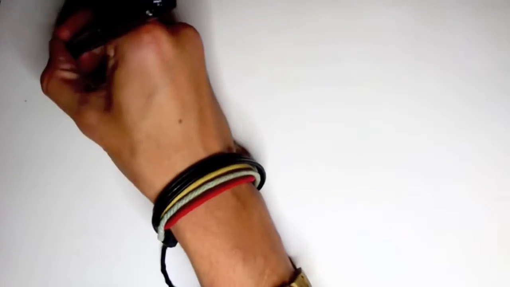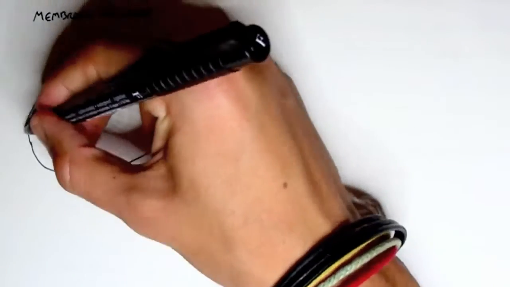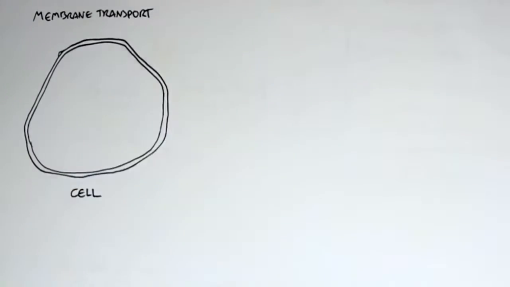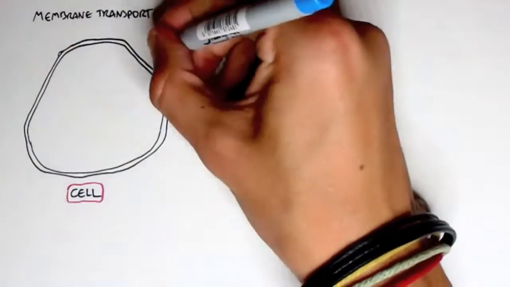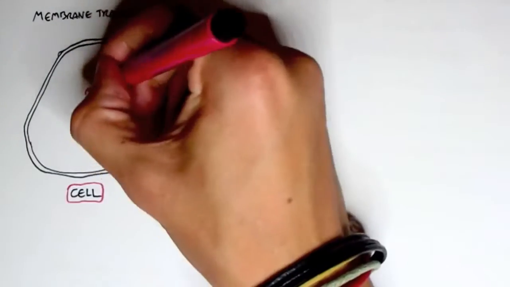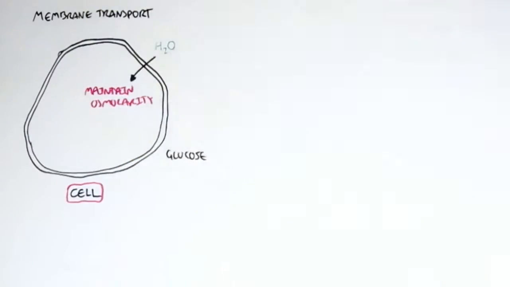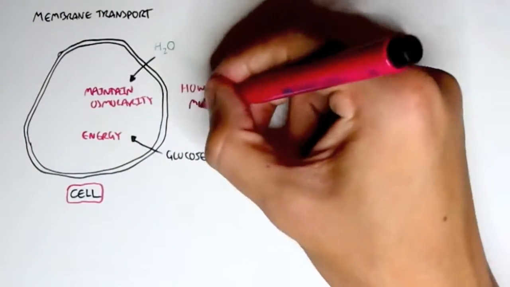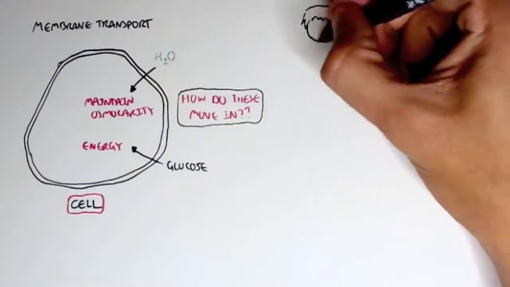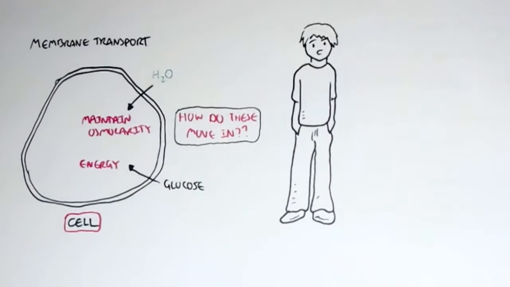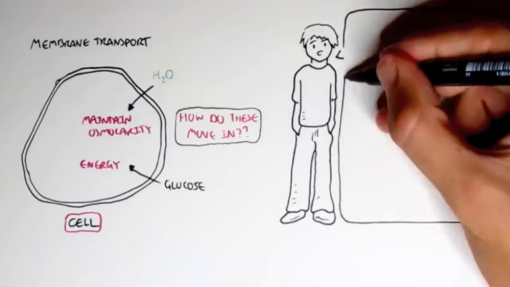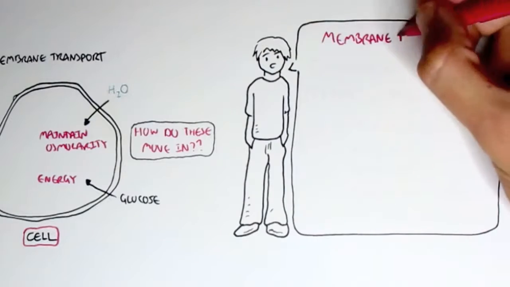This video is going to be on membrane transport and the different forms, types. So, membrane transport, it's important that the cell transports water in and out to maintain osmolarity. Also to transport glucose, for example, inside to utilize energy and to make ATP. But how do these molecules move in? Well, membrane transports help them move in, you can say.